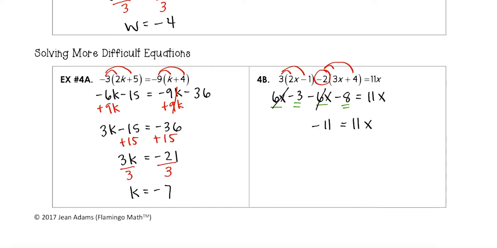We want to get x by itself. Right now it's being multiplied by 11, so I need to divide each side by this 11.